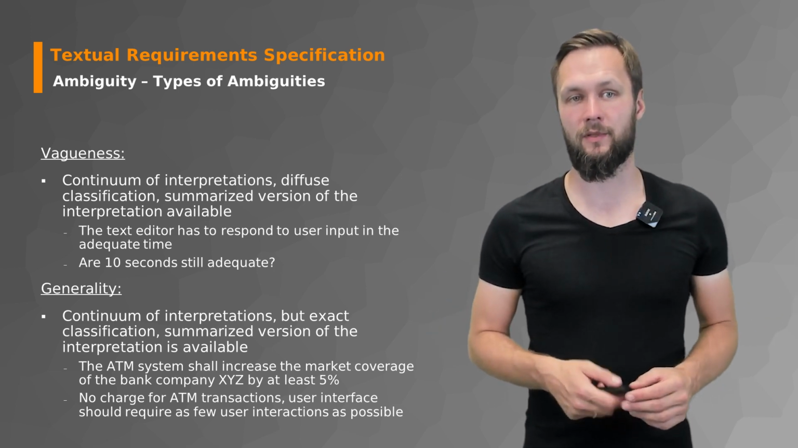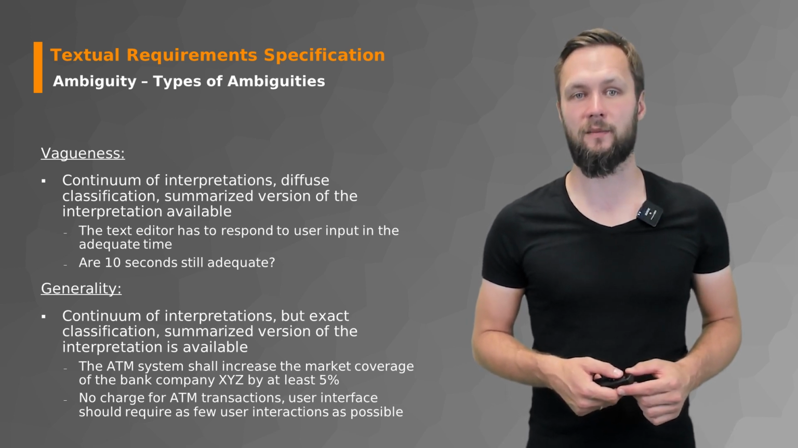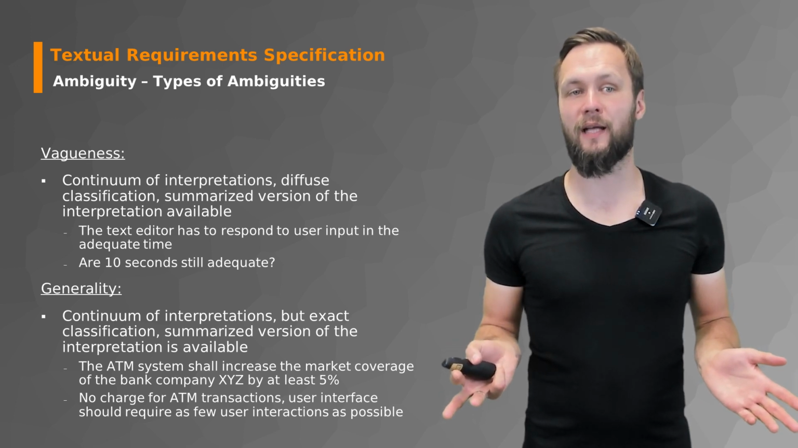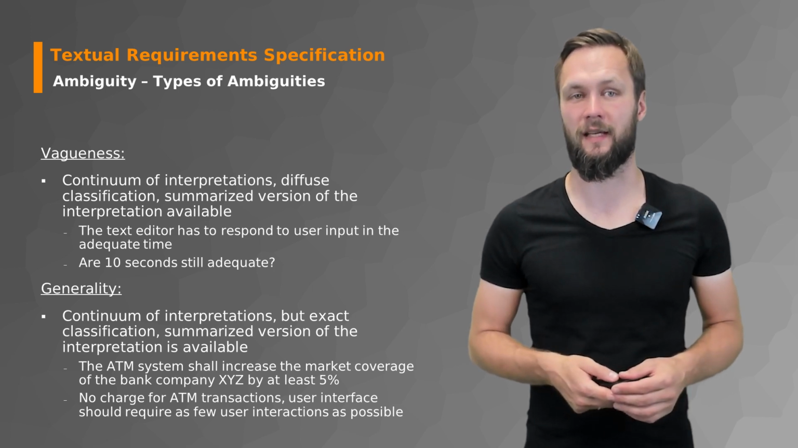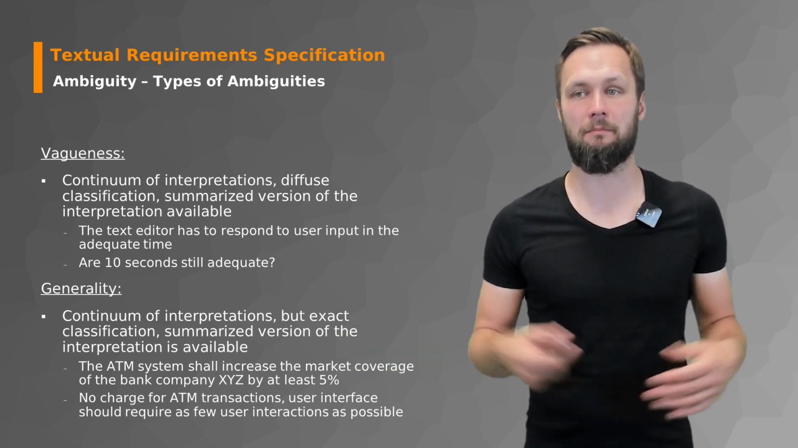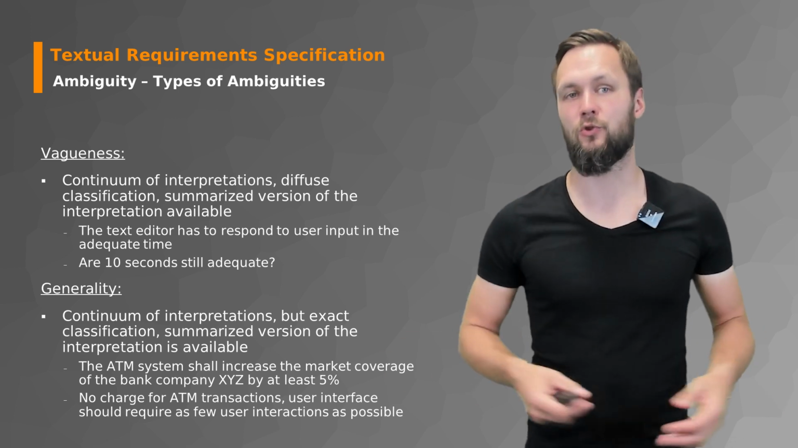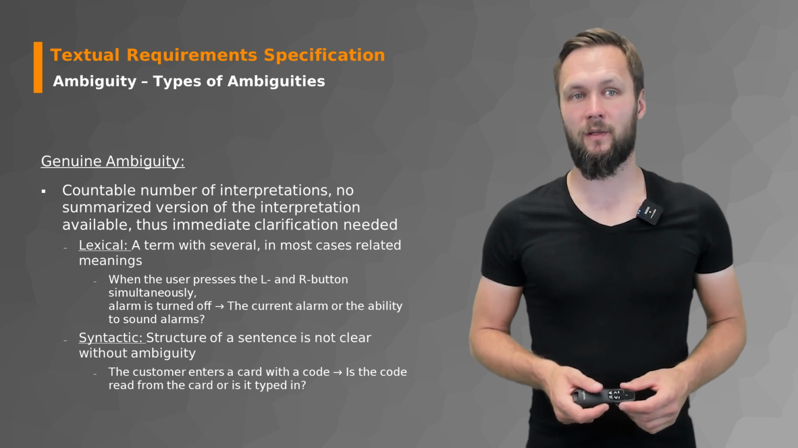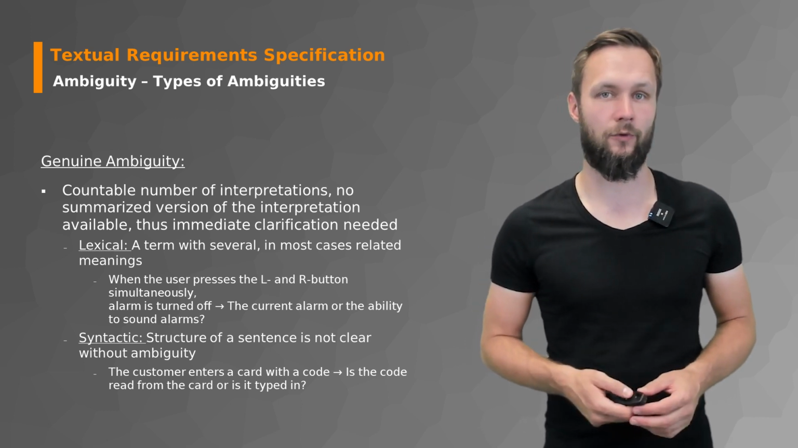Another example, no charge for ATM transactions. User interface should require as few user interactions as possible. What is as few as possible? 4, 5, 6 would be specific. As few as possible could be 100, could be 1,000. So, too general.